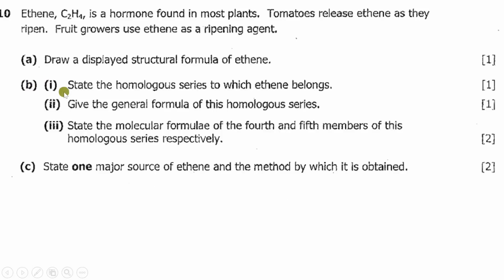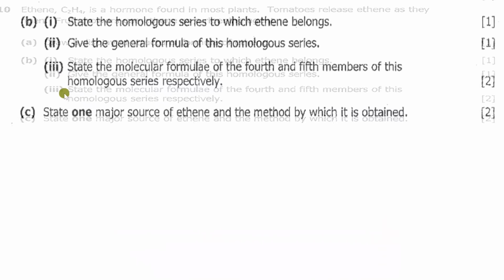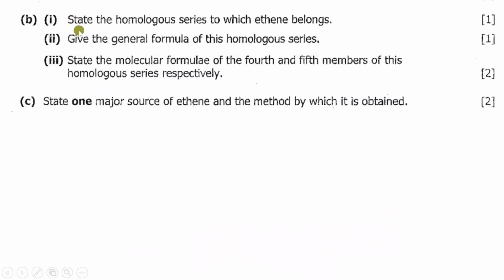Then we come to B1: state the homologous series to which ethene belongs. Homologous series, as we said, are different organic families which have the same functional group. They share the same general formula, have the same chemical reactions, and can be prepared by the same method. So that's what homologous series are.